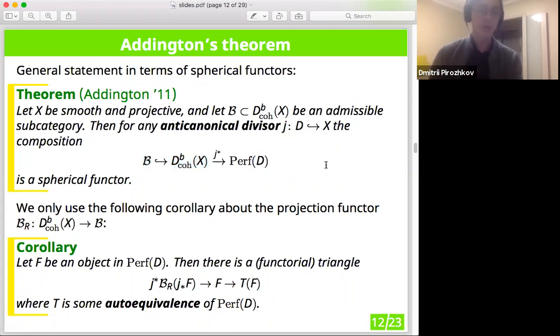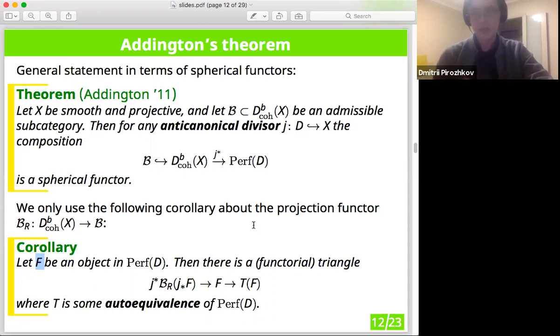So I won't use this statement, as I said. I'll just use the following corollary. It concerns the projection functor, the right adjoint to the embedding of the subcategory. It sounds as follows. Given an arbitrary object F, which is a perfect complex on D, I guess, so if D is smooth, then perfect complexes are the same as just bounded complexes of coherent sheaves.